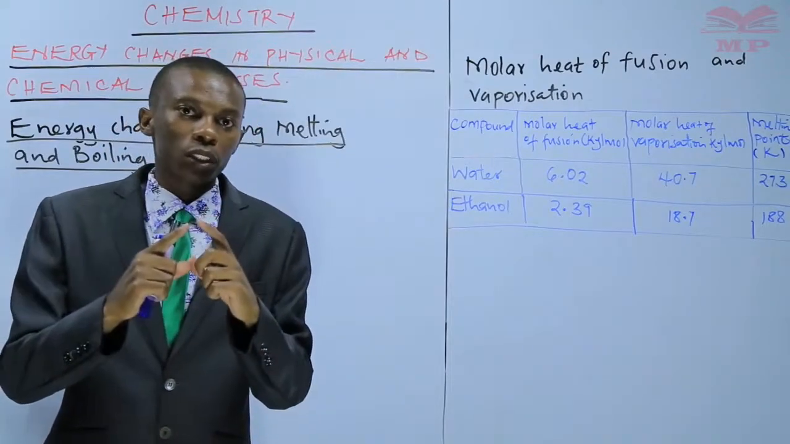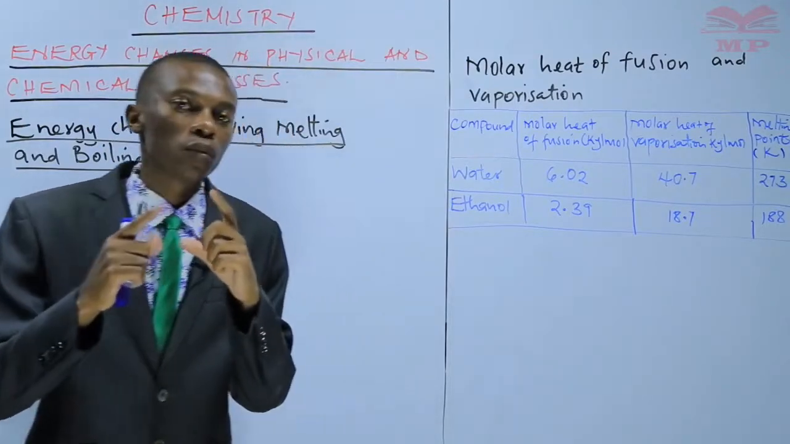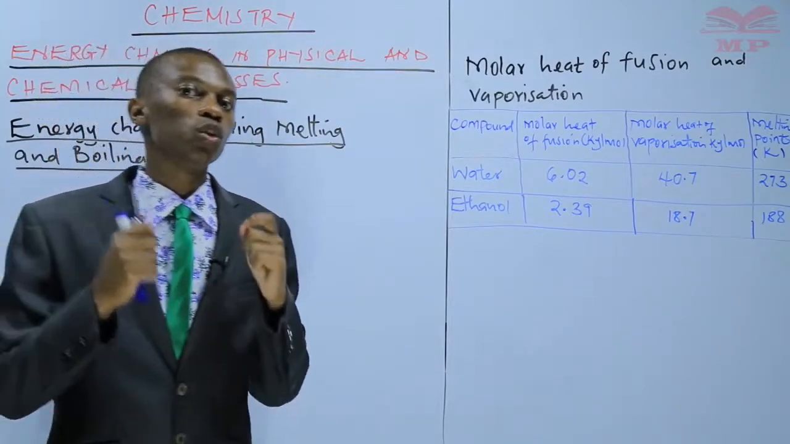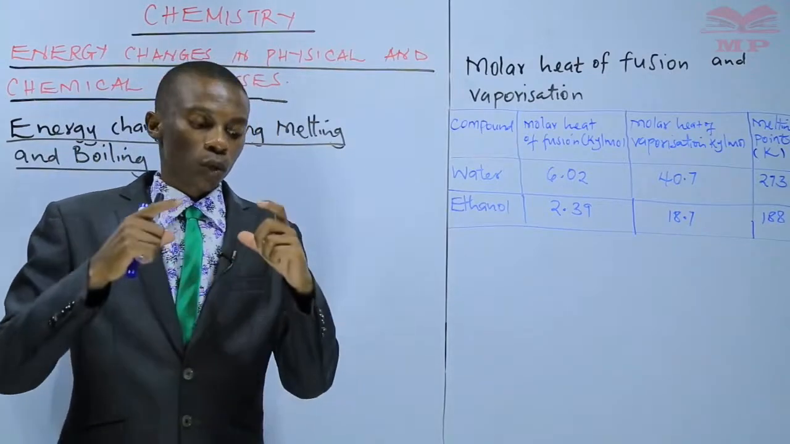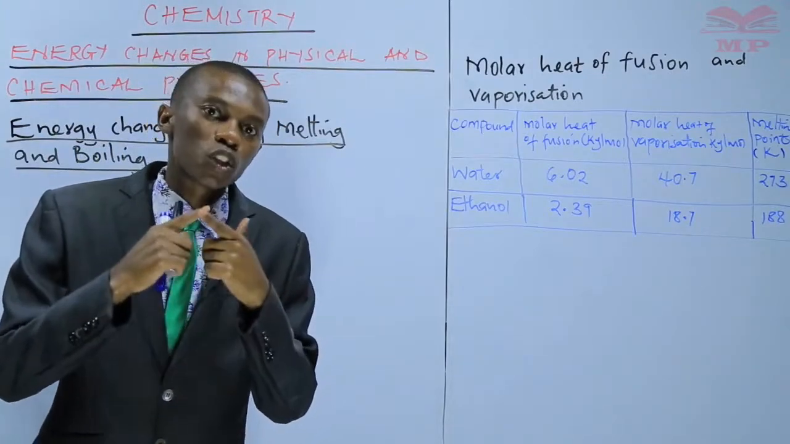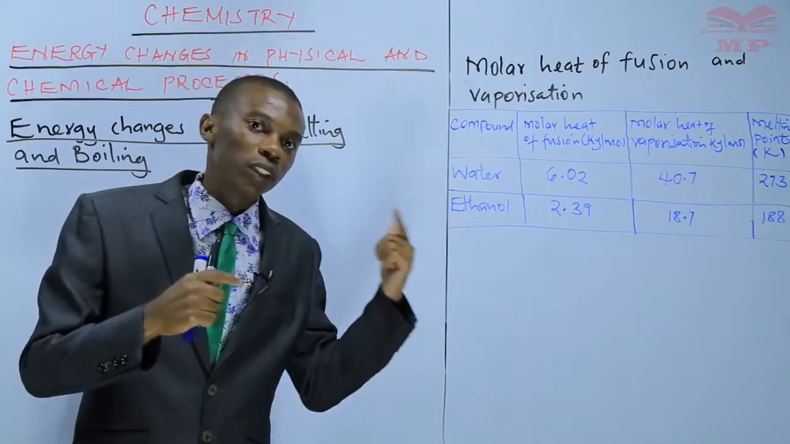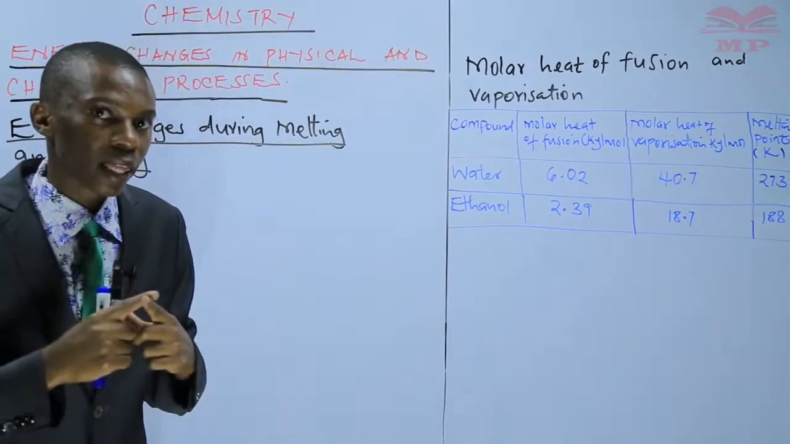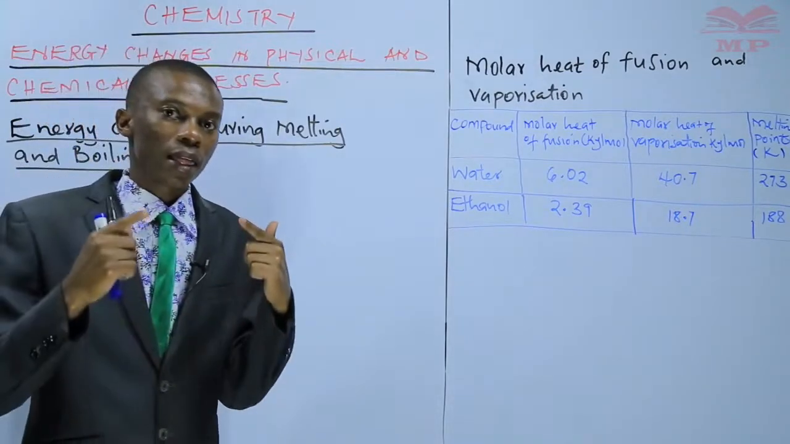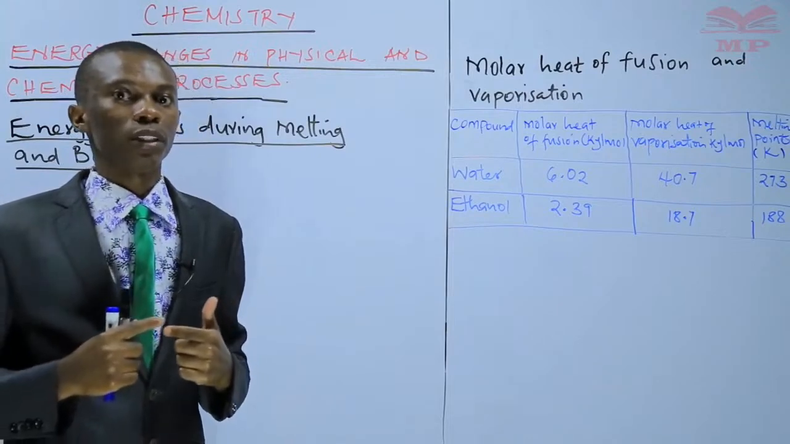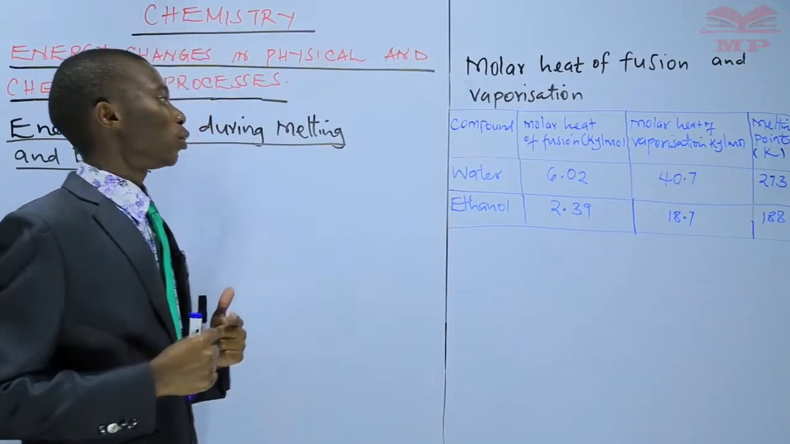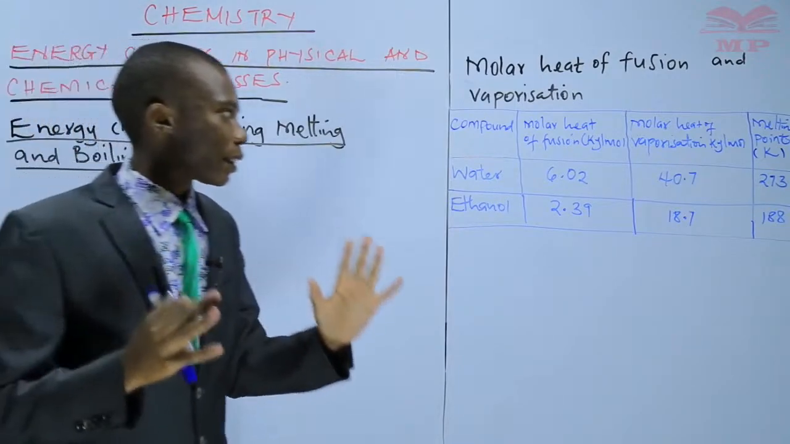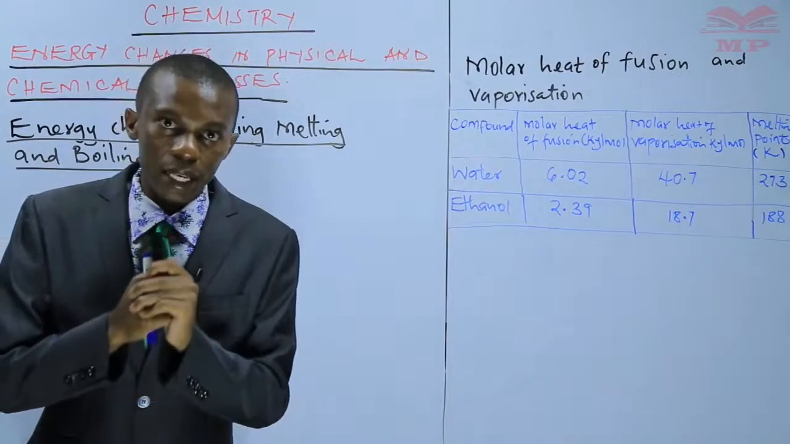And this is brought about by the intermolecular forces of attraction which are holding these particles together. When these intermolecular forces of attraction are stronger, then the melting point is high. If these intermolecular forces of attraction are weaker, then the melting point is lower. I hope you get that so clearly. That is what I wanted you to understand in this lesson.